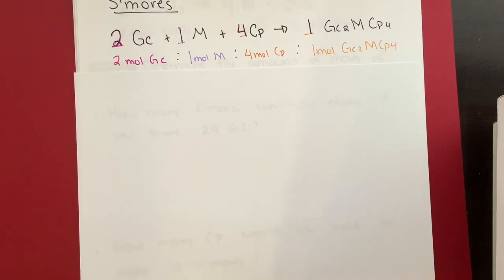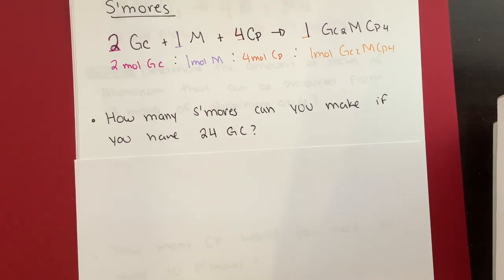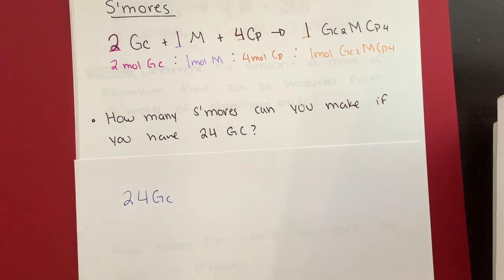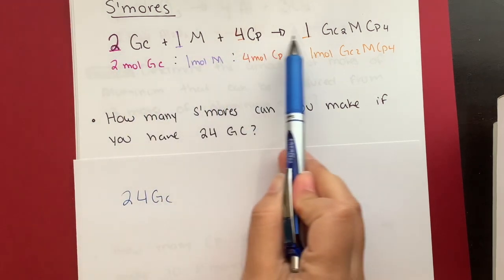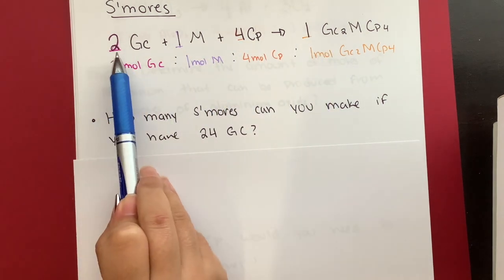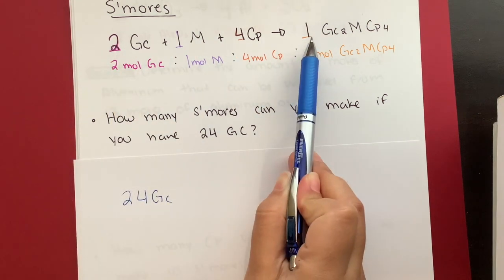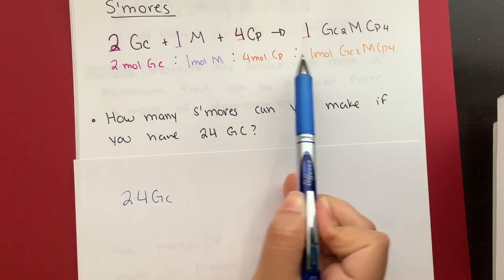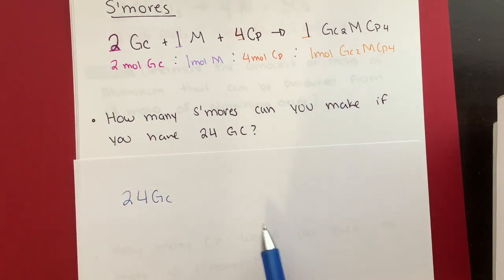Okay, now let's say I have a question that says, how many s'mores can you make if you have 24 graham crackers? So if I had 24 graham crackers, how many s'mores can I make? Well, for that, I would have to look at my balanced chemical equation and see how many graham crackers I need for every s'more. And by looking at this, I see that I need 2 graham crackers for every 1 s'more. Well, there's a very simple calculation in which I could just divide 24 divided by 2 to give me 12 s'mores.